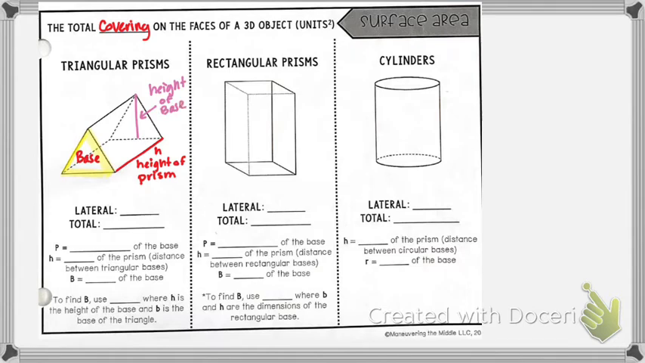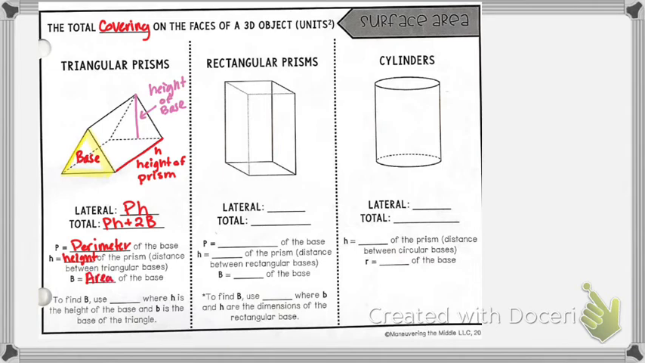All right, so there are 2 surface areas: lateral and total. For the lateral, we have capital P times h, and for the total, we have the lateral plus 2 bases, so 2 times B. A reminder, capital P is the perimeter of the base. Lowercase h is the height of the prism, the distance between the 2 bases, so that's this part right here. And capital B is always the area of the base.